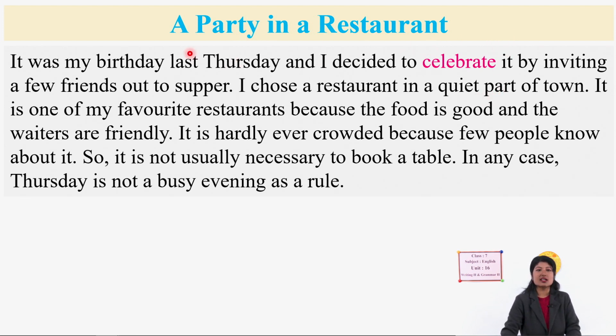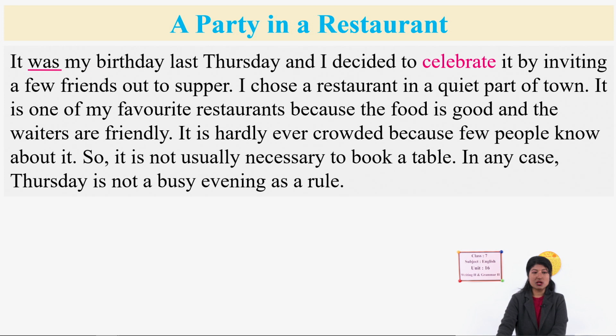In the previous class we went through this story and did activities related to it, but this time we will not talk about the story itself, but the verbs used in it. Let's check out a party in a restaurant. It was my birthday last Thursday, and I decided to celebrate it by inviting a few friends out to supper. So let's focus on the verbs only. I'm not going to read all, okay?